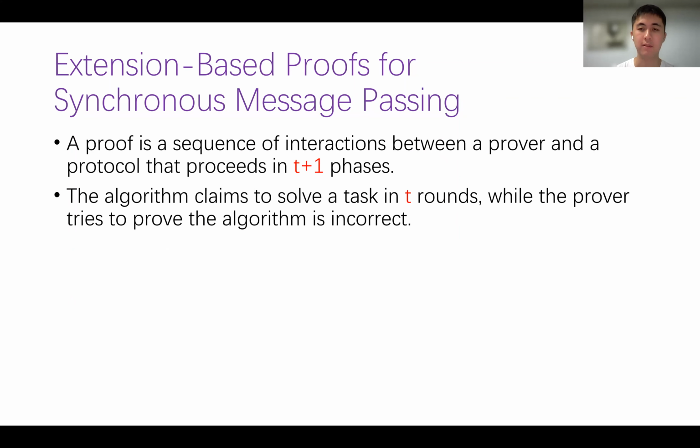Now we present the definition of our class of extension-based proofs for synchronous message passing. Similarly, an extension-based proof is a sequence of interaction between a prover and an algorithm that proceeds in t+1 phases. The algorithm claims to solve a task in t rounds, while the prover tries to prove the algorithm is incorrect.